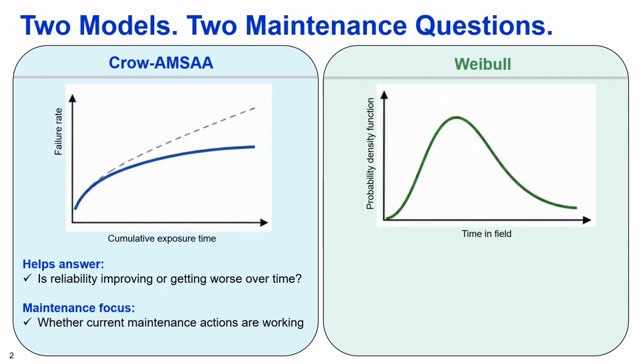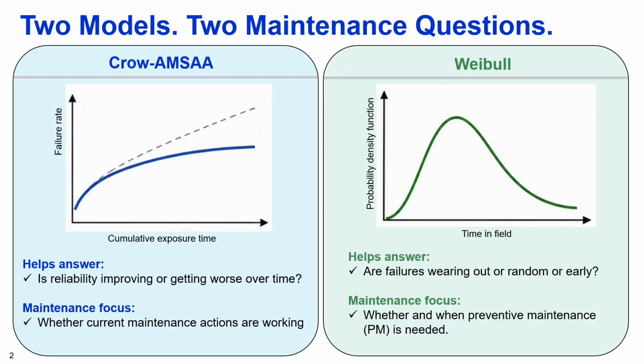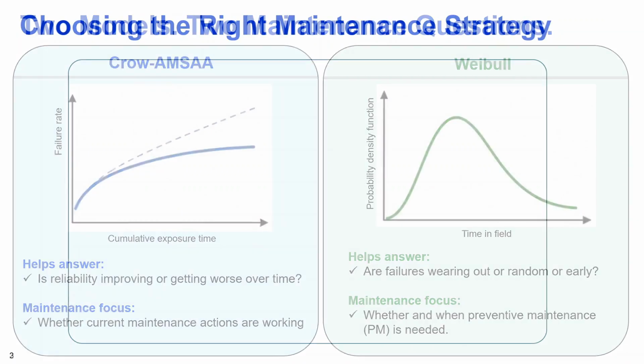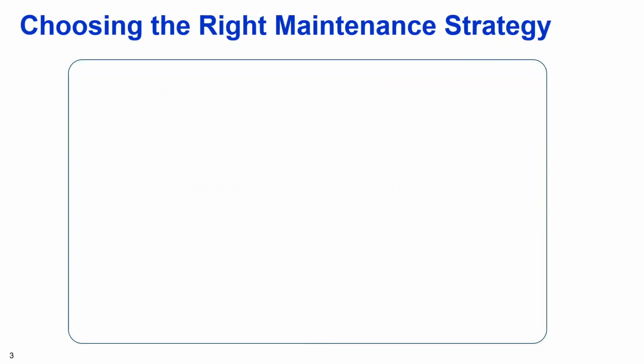And Weibull looks at the failure behavior. It tells us whether failures are wearing out and helps us to determine whether preventive maintenance is appropriate and when it should be performed. Each model provides valuable information, but neither of them tells the whole story. You need both to make the right decision. Now let's combine them into the maintenance decision framework.